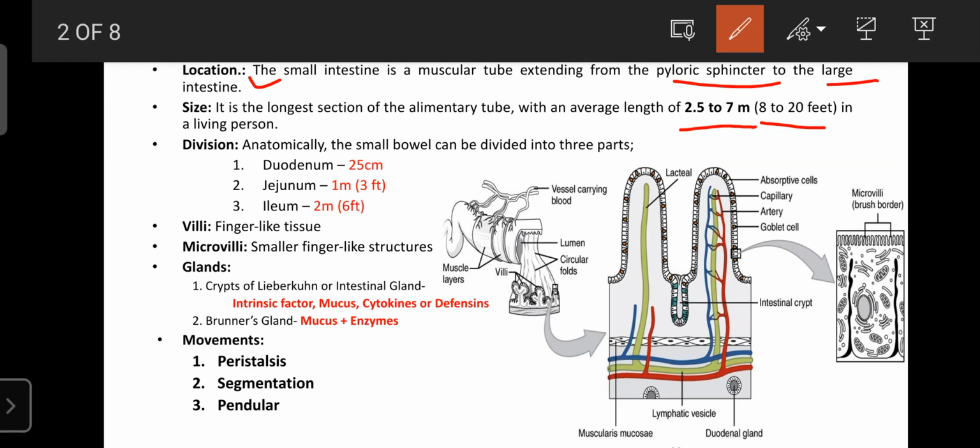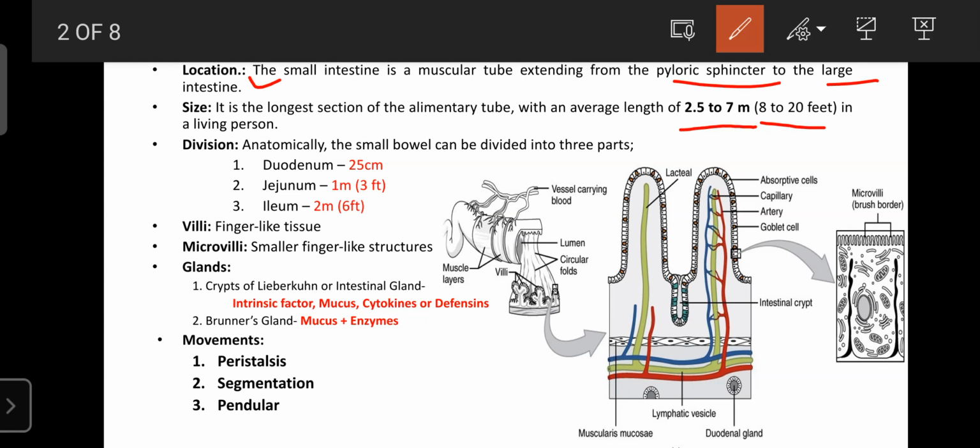But our height is hardly 5 feet on average. If someone is somewhat tall, they will have about 5.9. On average, our height is 4.5 to 5 feet. But actually the small intestine is coiled in our abdominal cavity, so that coil length is about 8 to 20 feet. In meters, it is 2.5 to 7 meters.